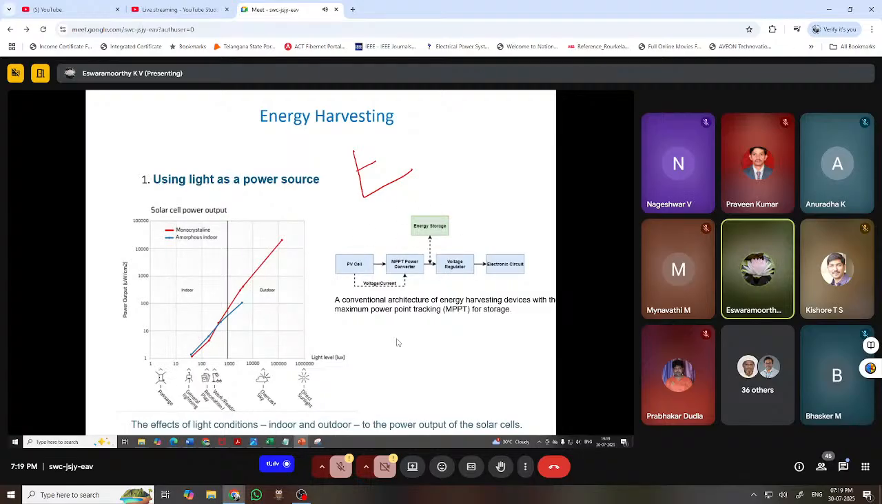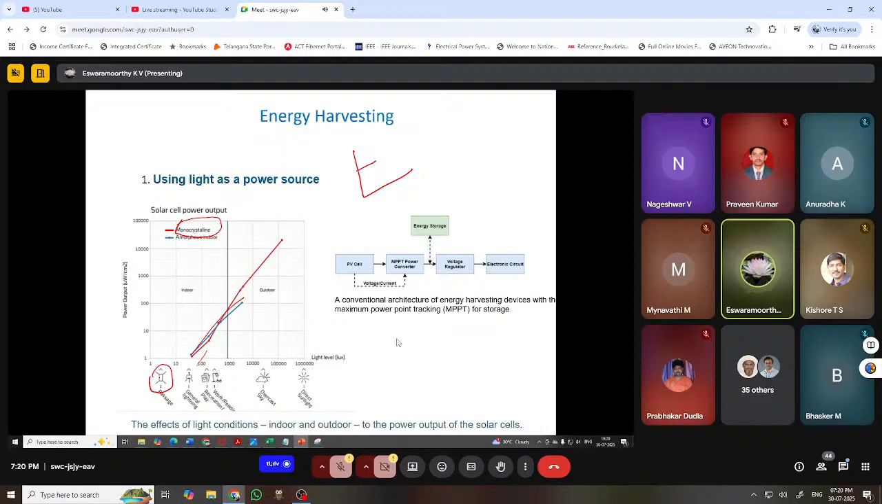And here, what is the passage? Then mainly we have two types of solar cell. One is monocrystalline and the other is amorphous. So in passage, what is the power in microwatt per centimeter square we are going to get? It depends. These are coming under the amorphous indoor. This is monocrystalline, right? Monocrystalline is going to give more power output.